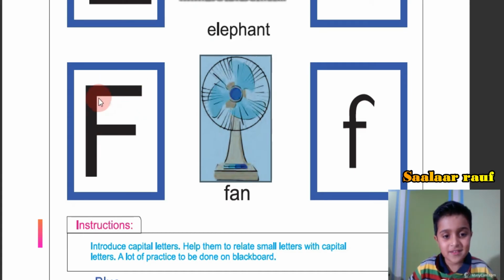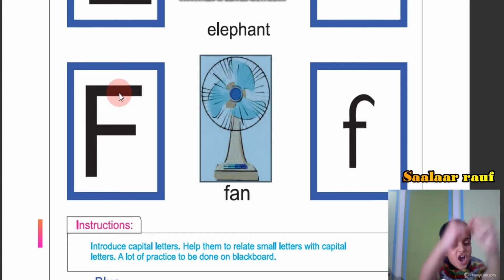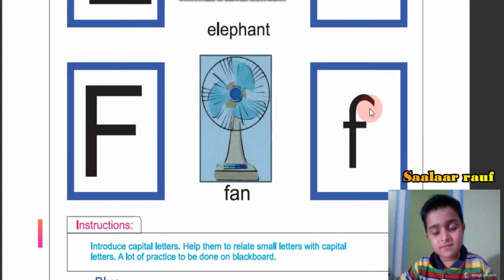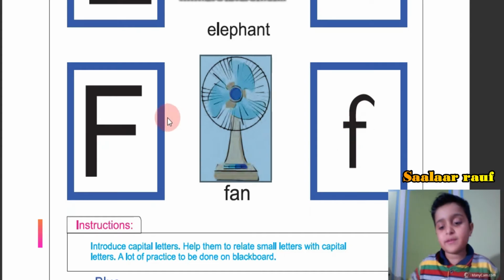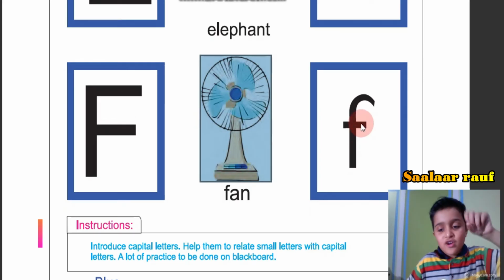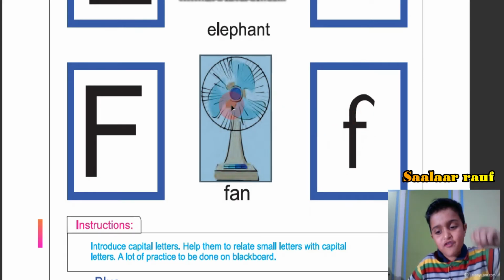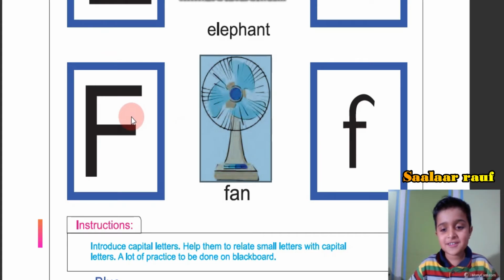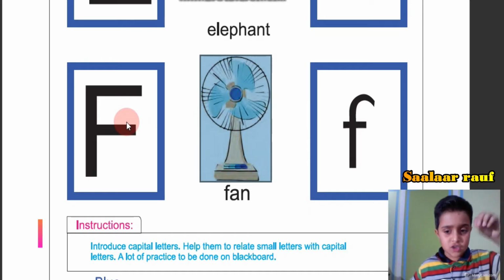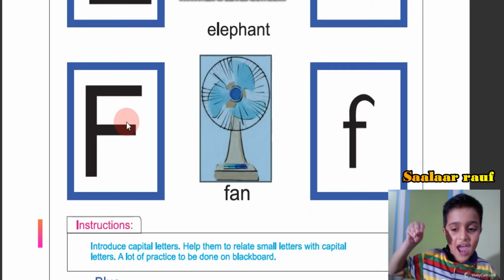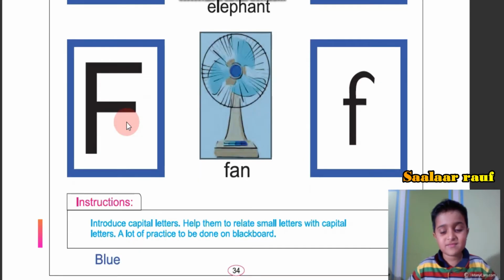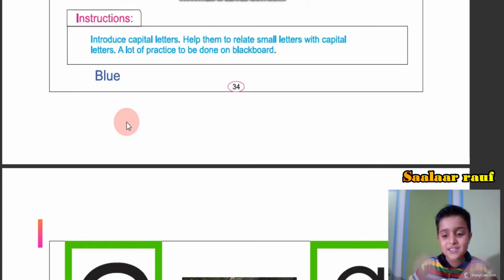F. Capital F. What is this? F. When it is capital F, say F. And when it is small, say F. Airplane. It's F. Very good.